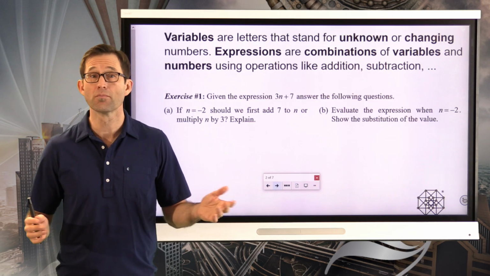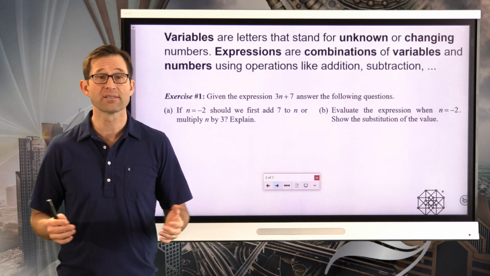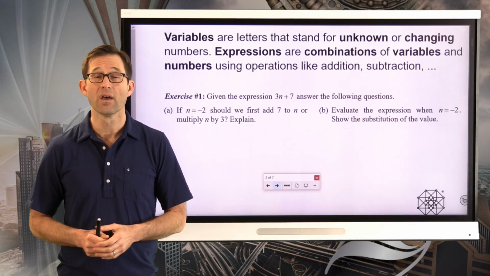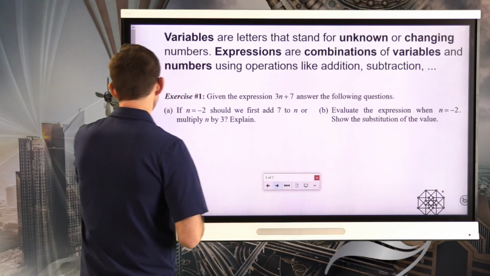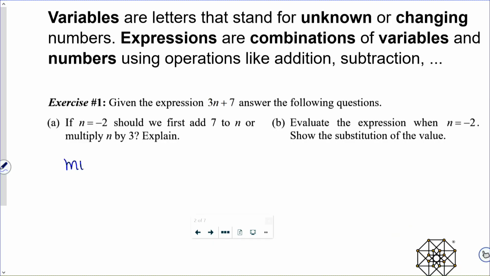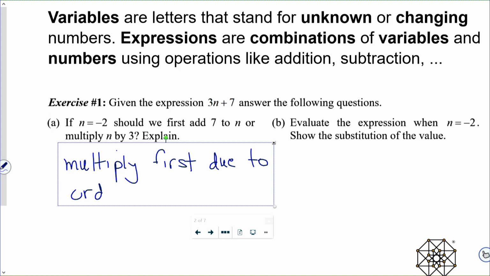All right, well, we should multiply by 3 first, and that's simply because multiplication comes before addition in our order of operations. All right, so let me get that down. We should multiply first due to order of operations.